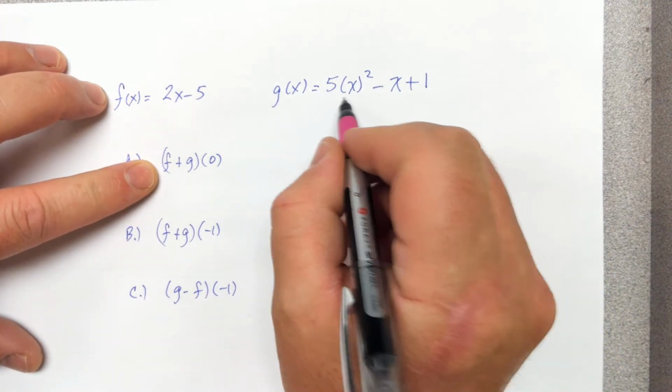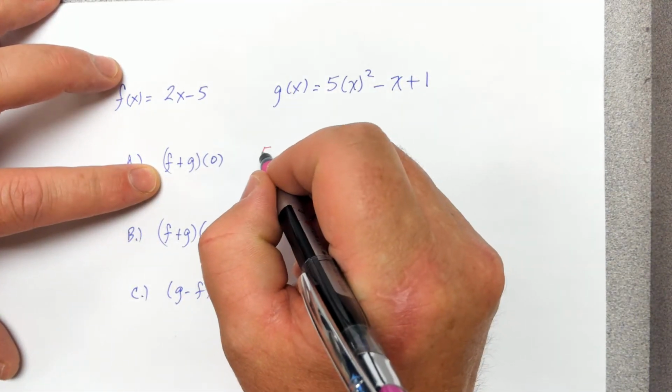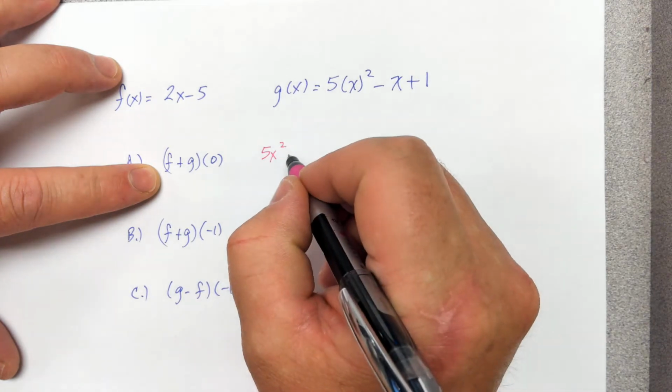Oh, I don't know why I put parentheses around that x squared. That's weird. You don't really need them. I don't know why I put them there. Okay.